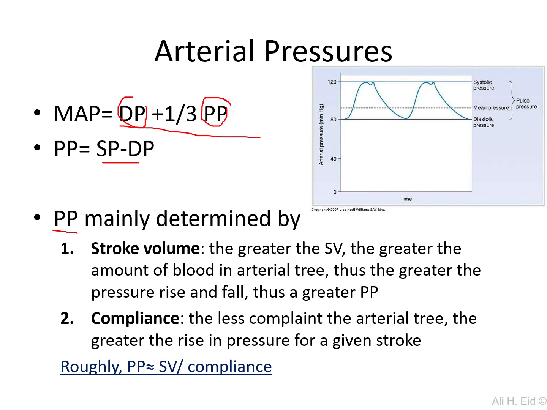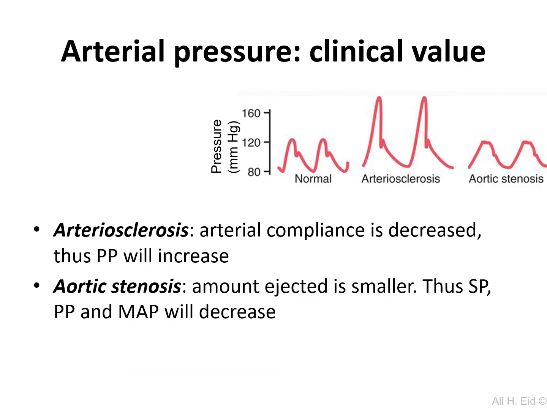And another thing, compliance is very important. If the vessel is more compliant, you won't expect a dramatic change in the pressure rise. Therefore, as we age and the vessels become less compliant, as we mentioned in one of the previous slides, the rise in pressure for a given stroke is going to increase. This is a rough estimation. The pulse pressure is directly proportional to the stroke volume, inversely proportional to the compliance.